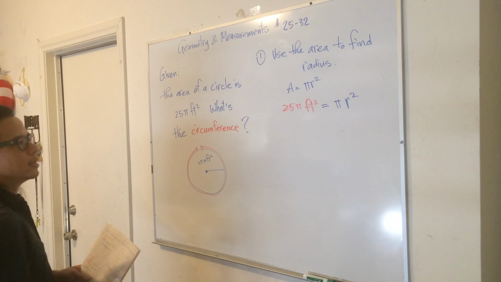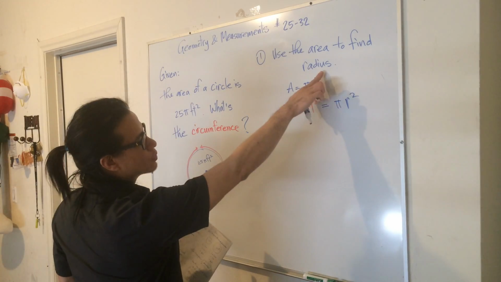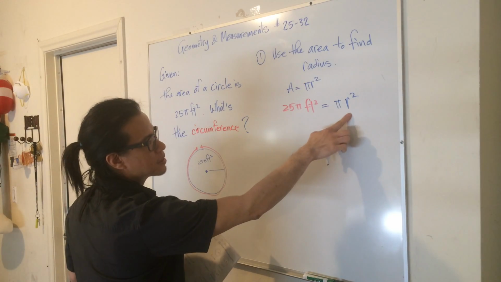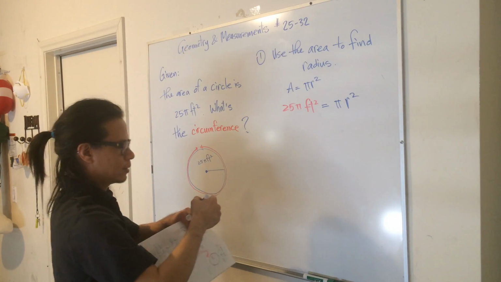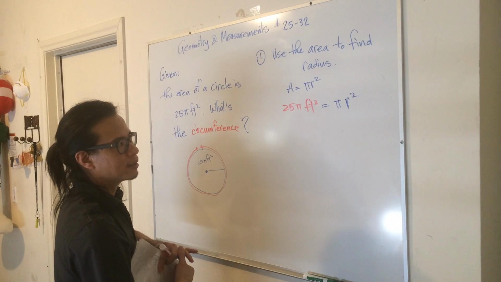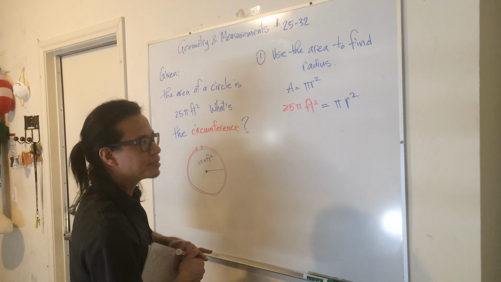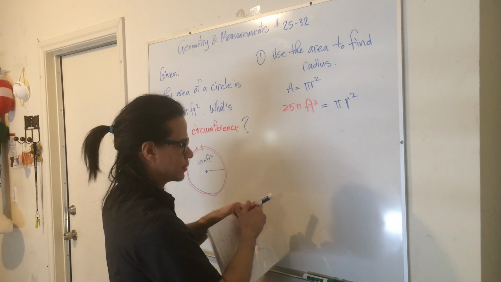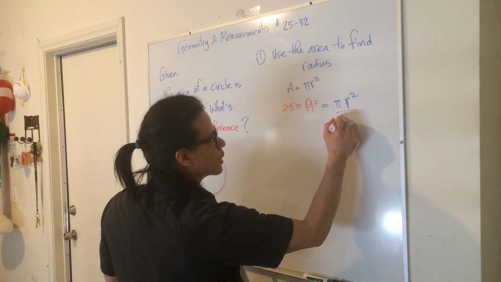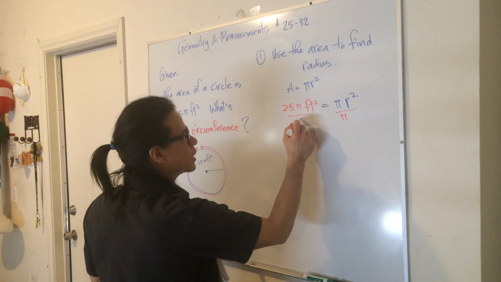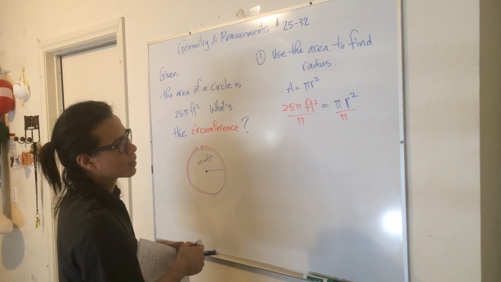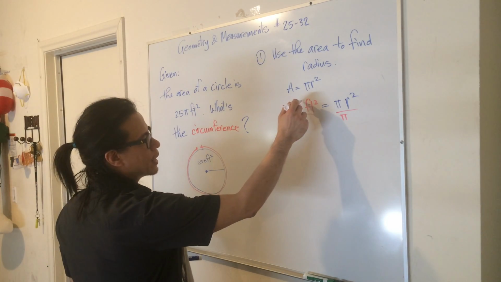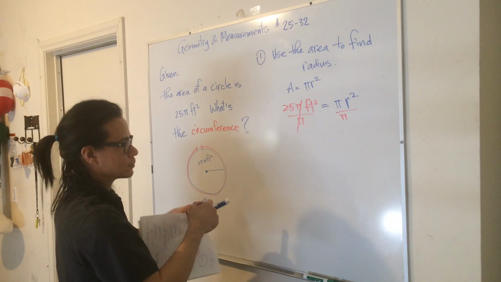Okay. Now, remember we're trying to find the radius, so let's get r by itself. Here we have r squared times pi. Let's get rid of the pi. So ask yourself, what's the opposite of times pi? Okay, so divide by pi on both sides. As you can see, we've canceled out the pi here.